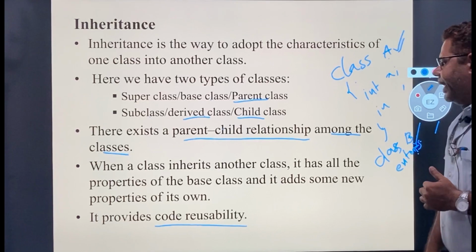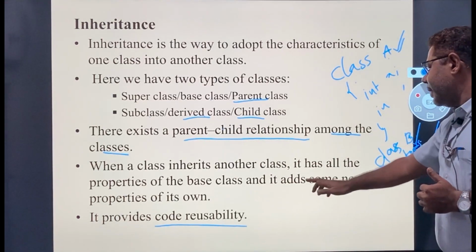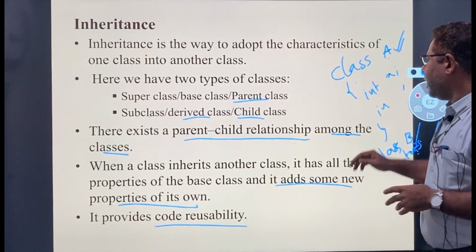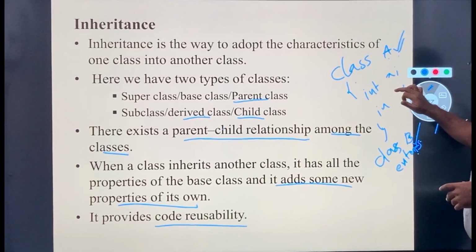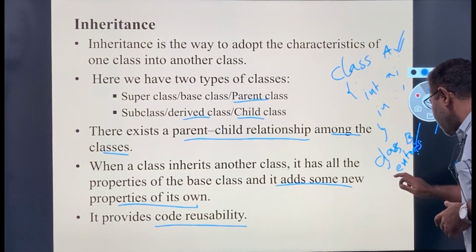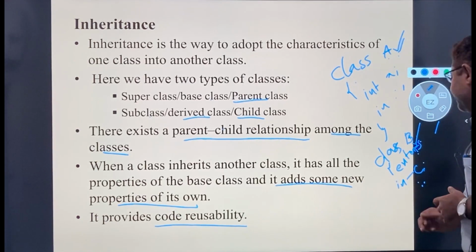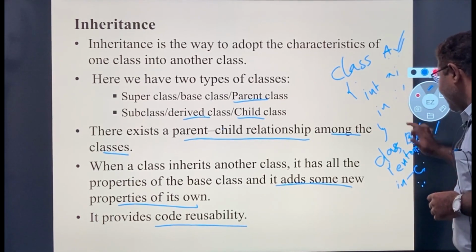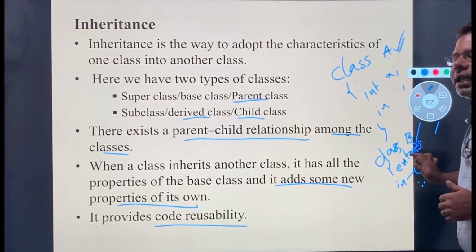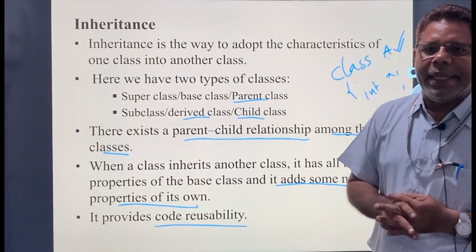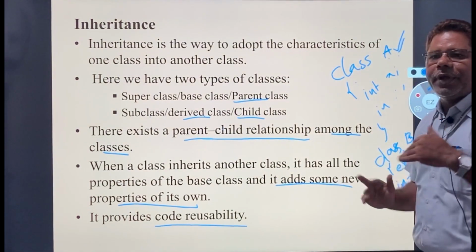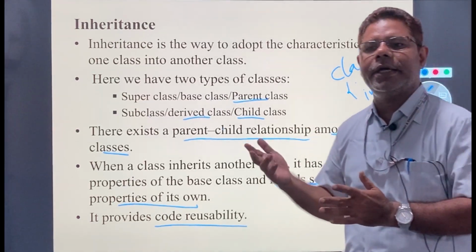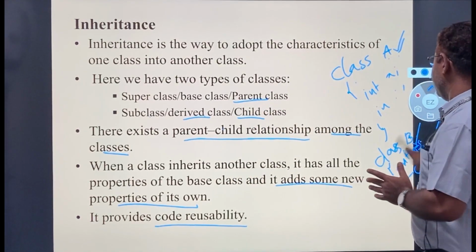When a class inherits another class, it has the properties of the base class and some new properties of its own. Here class A has two properties, int a and int b, and in class B we can also use our own property, for example int c. So in class B we can use int a, int b and int c. This is the basic idea about inheritance. Later we can discuss what inheritance is, how we can achieve it, and what the types of inheritance in Java are. We can see that later.